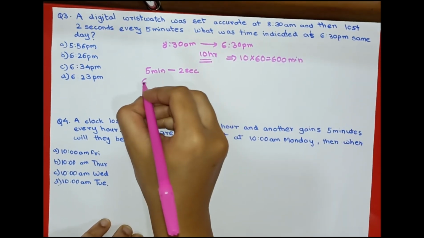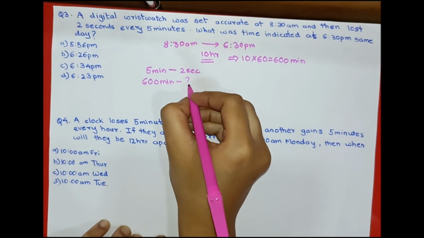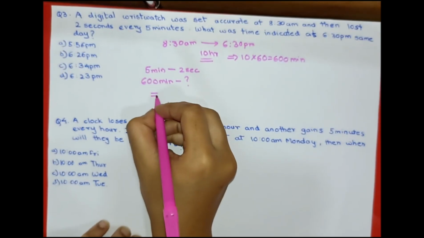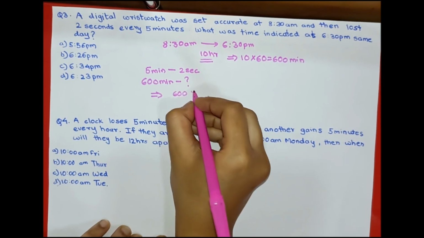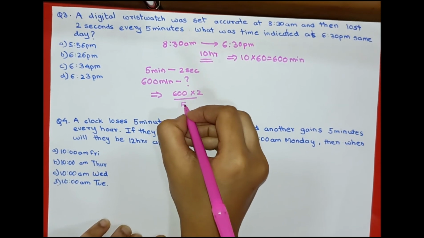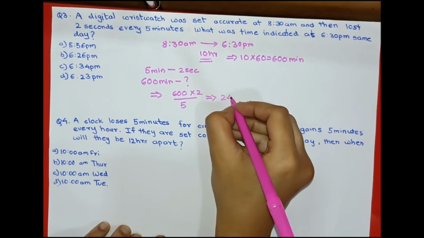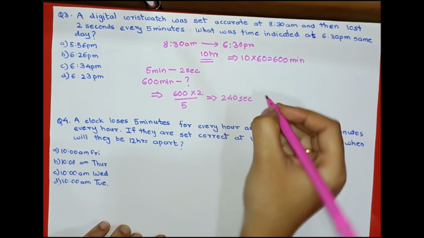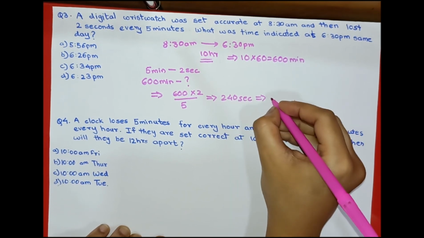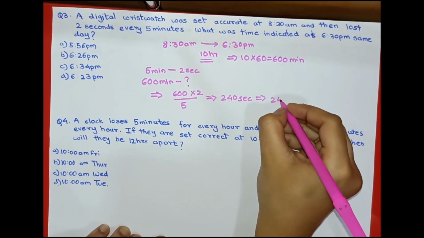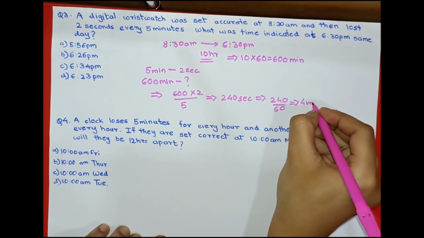So in 600 minutes, how many seconds would it lose? Apply the unitary method. It is 600 into 2 by 5. We get it as 240 seconds, which is nothing but 4 minutes. You can divide this as 240 by 60. You get it as 4 minutes.